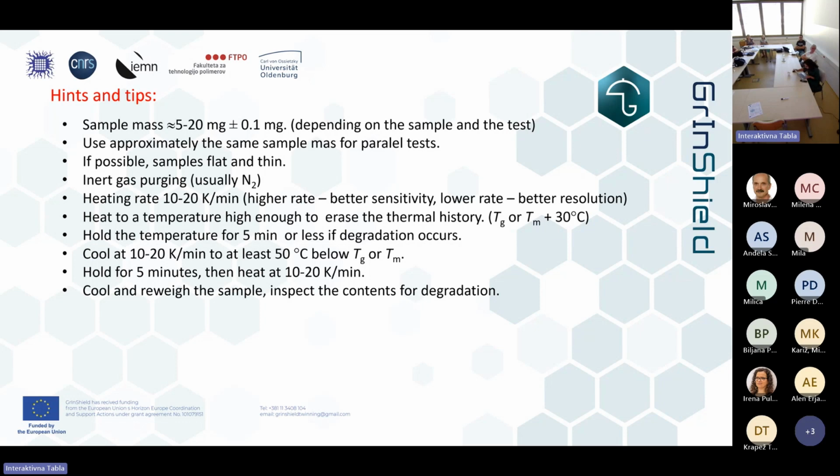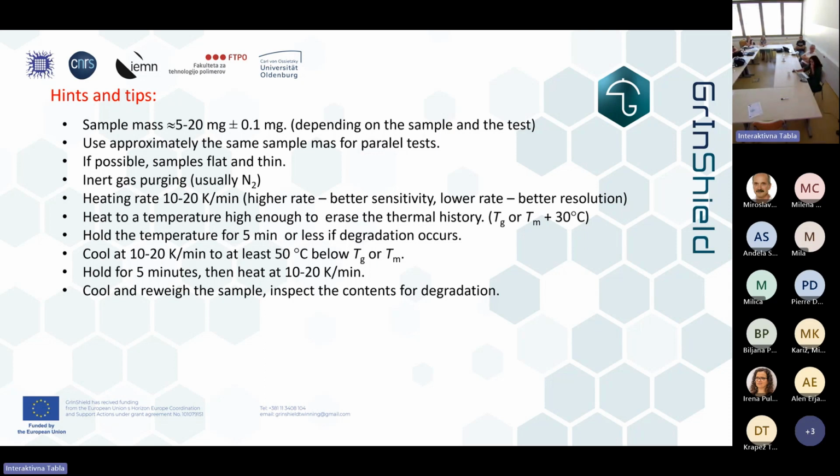Usually we use nitrogen for purging the cell. Heating rate is 10 to 20 kelvins per minute. With a higher rate we get better sensitivity, so we can observe small transitions; with a small heating rate we cannot. But with a lower rate, we get better resolution. If there are, for example, 2 transitions very near to each other and we use a fast heating rate, we will not see them as 2, maybe as 1, or maybe as a shoulder.